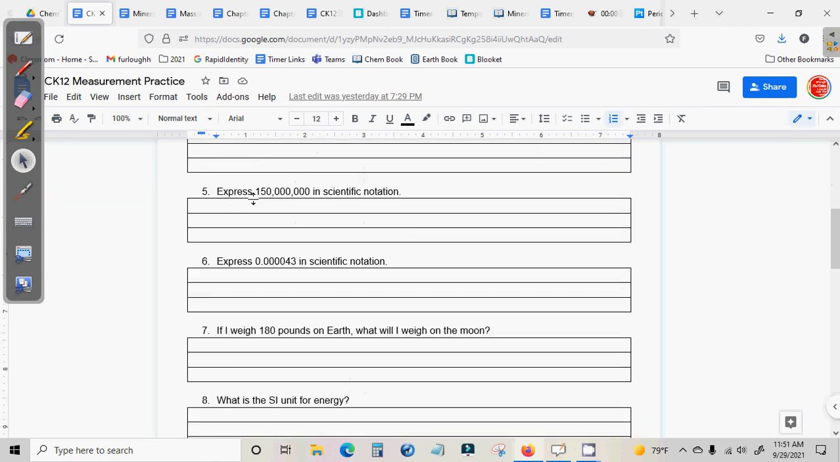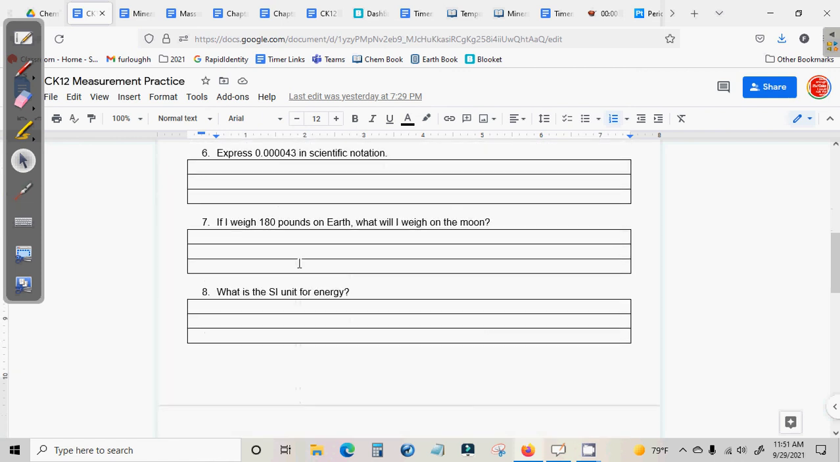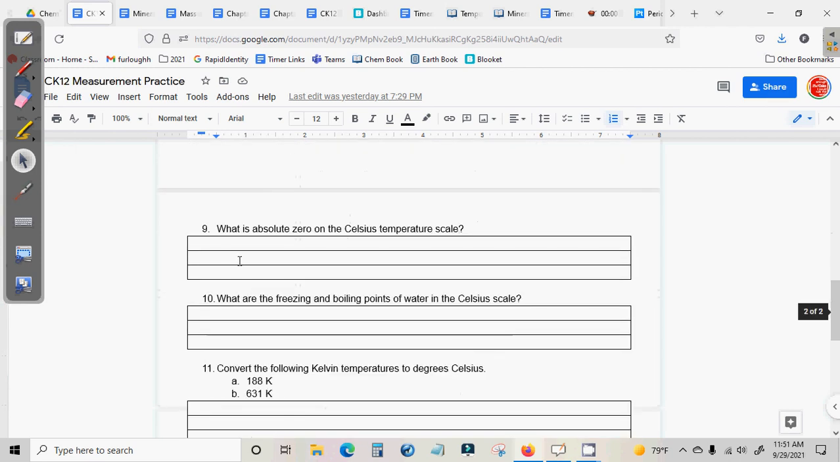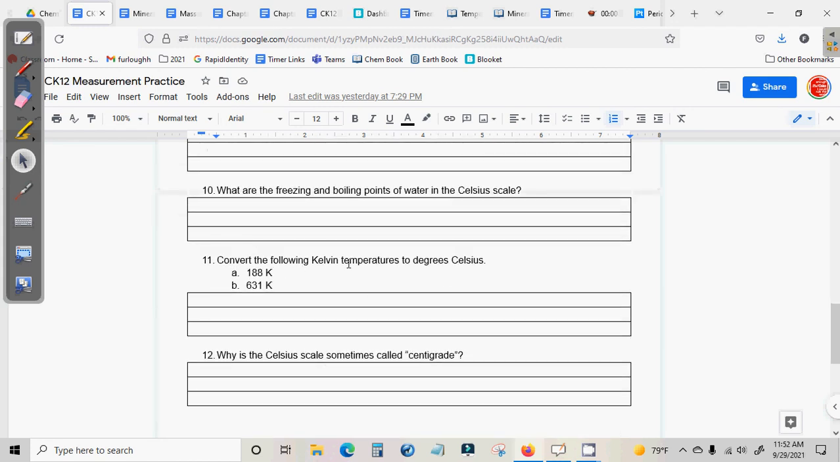Express 150 million in scientific notation. Express 0.00043 in scientific notation. If I weigh 180 pounds on Earth, how much will I weigh on the moon? What is the SI unit for energy? What is absolute zero on the Celsius temperature scale? What are the freezing and boiling points of water in the Celsius scale? And convert the following Kelvin temperatures to degrees Celsius. And why is the Celsius scale sometimes called centigrade?